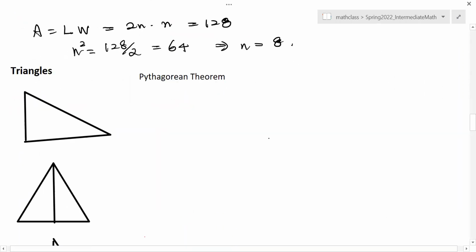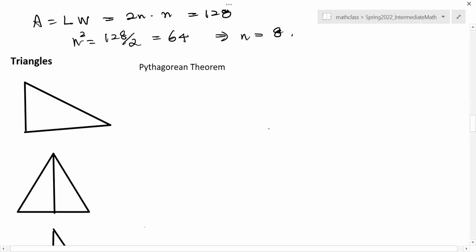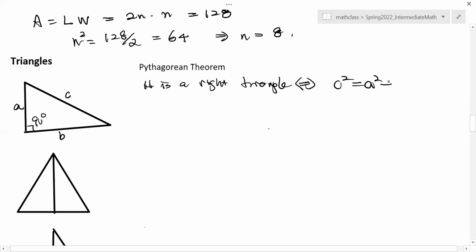Now let's talk about triangles. For triangles, the most important one is the right triangle. Usually we put a note here, it's a right angle, 90 degrees, and it has two legs, A and B, right? And then C is the hypotenuse. The Pythagorean theorem says that it is a right triangle if and only if C squared equals A squared plus B squared.